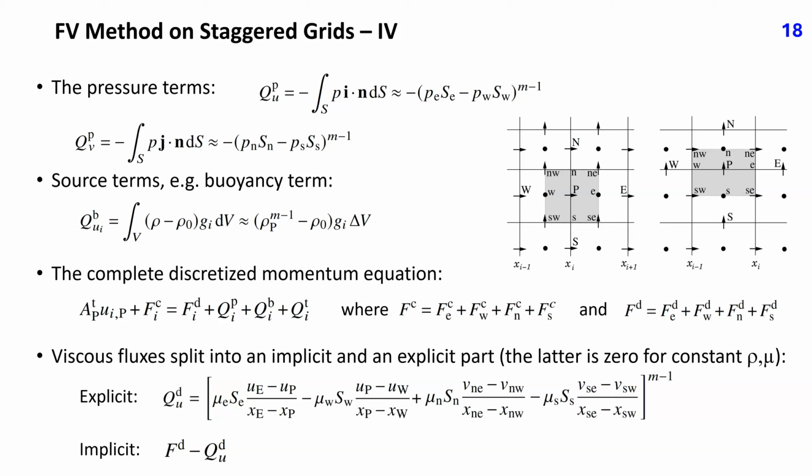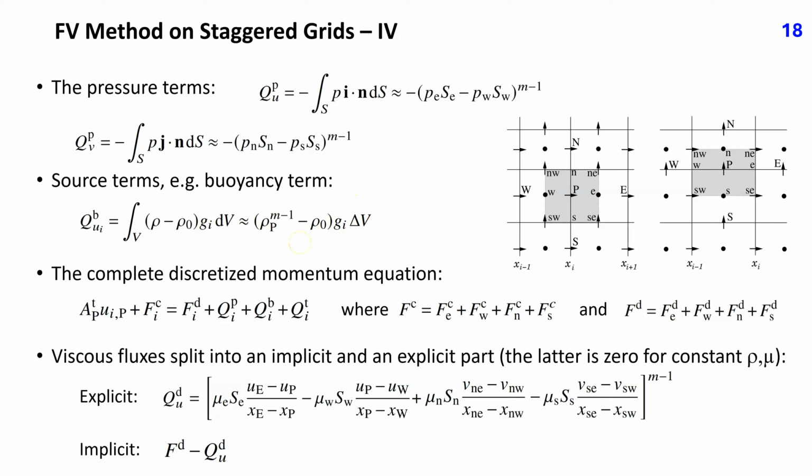Source terms, if present, are integrated over volume. That is, the value of the volumetric source at the cell center is multiplied by the cell volume. For example, if density is not strictly constant and we use the Boussinesq approximation, in all terms other than the gravity term, density is treated as constant, equal to reference density, and in the buoyancy term, the difference between local density, which may vary with temperature or concentration, and the reference density is multiplied with gravity and cell volume.